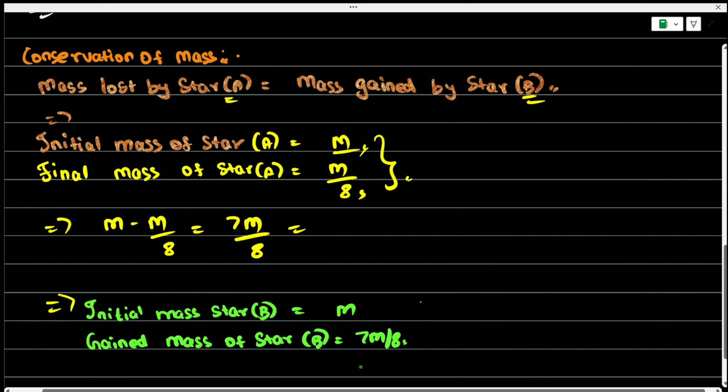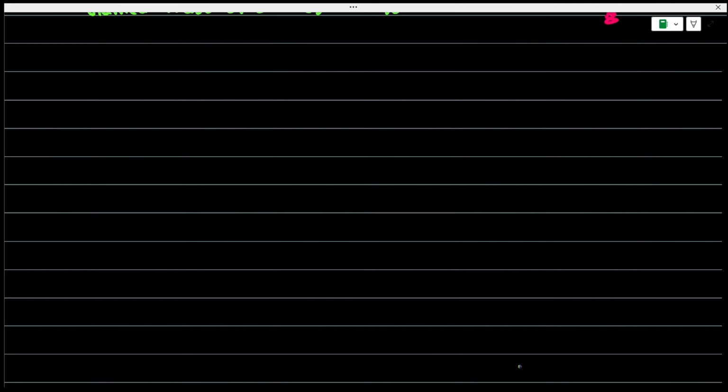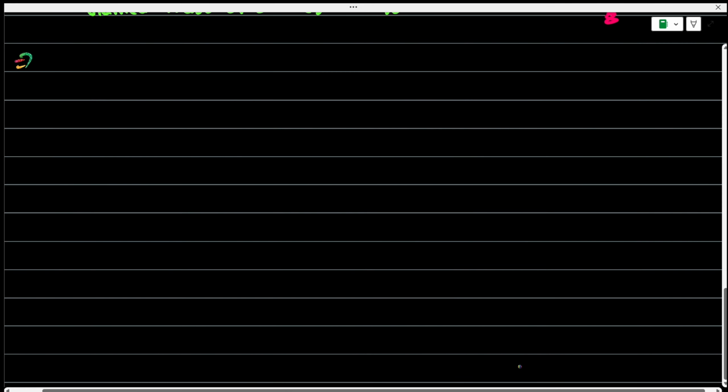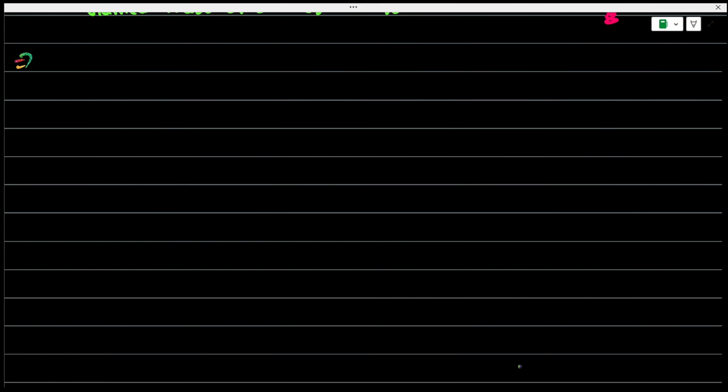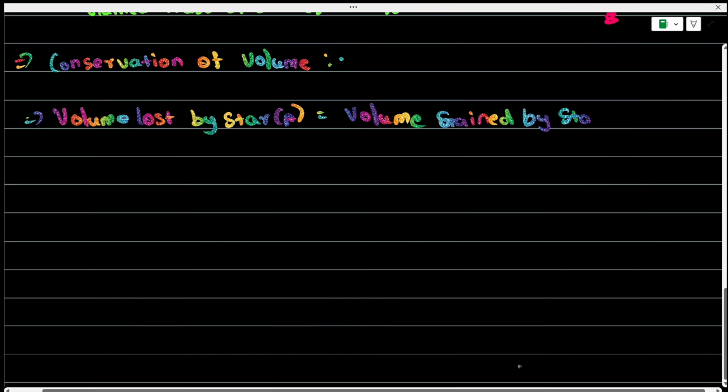Let's find the new mass of star B: 2m plus 7m by 8, which is 23 by 8 into m, the new mass of star B. Now, to find the ratio of escape velocities, we need to find the unknown radius of star B. Let's use conservation of volume. Volume lost by star A is equal to volume gained by star B.